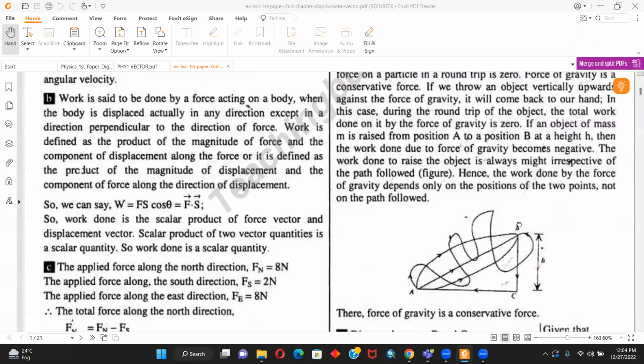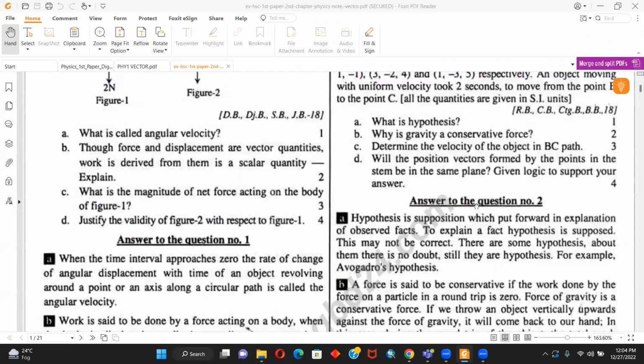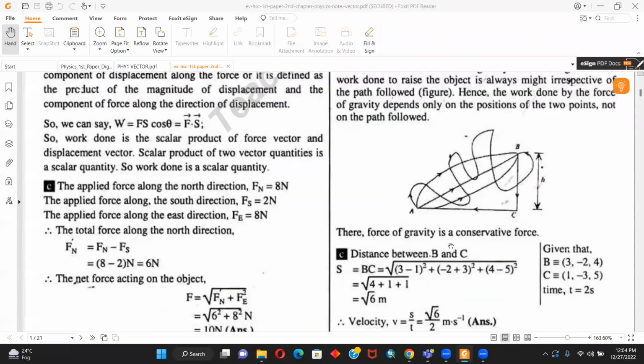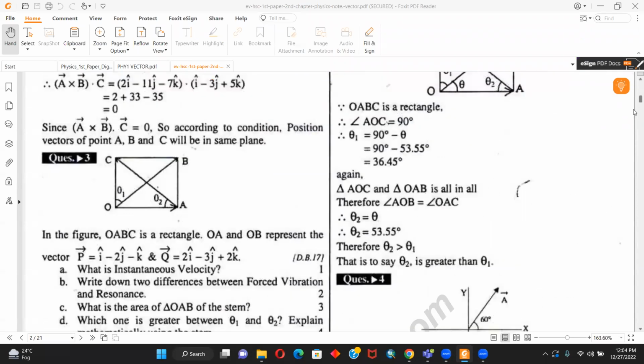Hello. Okay. So now the coordinates of 3 points A, B, C are given something like that. I plan to start dynamics today, inshallah the next step, but solving this sort of questions is important.